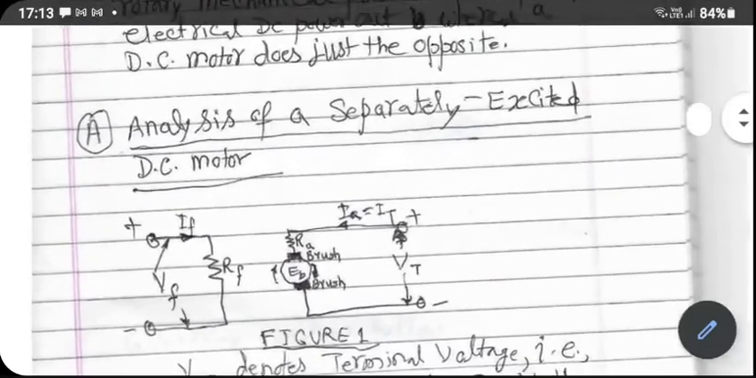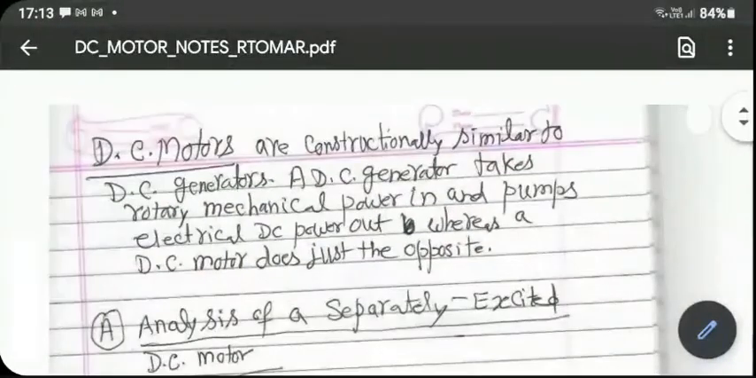Another important thing to notice is that now the performance measurement will be done in terms of many things that were probably not that critical when we spoke about DC generators. Like torque, what is the output torque produced in the motor? What is the speed? What is the power, mechanical power, rotary mechanical power? How do they change with load current? How do they change with that, etc.?